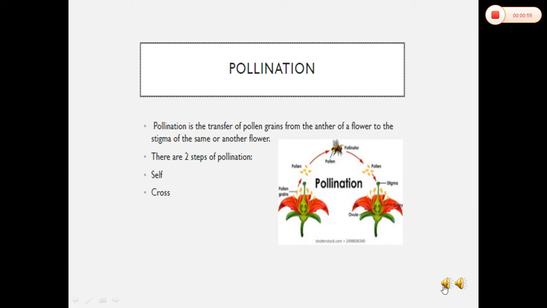Pollination. Pollination is the transfer of pollen grains from the anther of a flower to the stigma of the same or another flower. There are two types of pollination: self or cross pollination. You can see in the diagram below that the pollen grains are transferred by an insect called a pollinator, which transfers the pollen grains from the anther of a flower to the stigma of another flower.